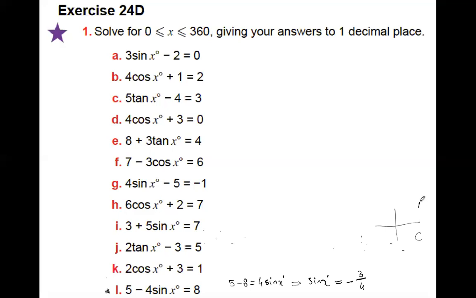CAST: sine is negative where it's not positive. It's going to be here, 180 plus alpha, and at 360 minus alpha. Alpha being in that first quadrant is inverse sine of this if it was positive. So shift sine of 3/4. 48.59, or 48.6 if it's one decimal place. So we're going to 48.6 to 1 decimal.